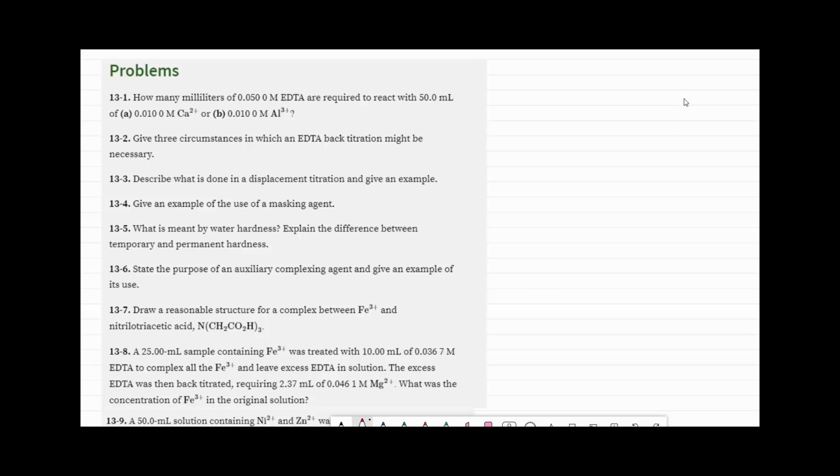Chapter 13, Problem Solving. Again, this is from Harris's 5th edition of Exploring Chemical Analysis. So we'll start with number 1.